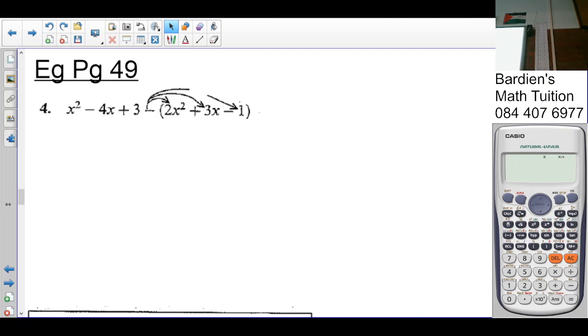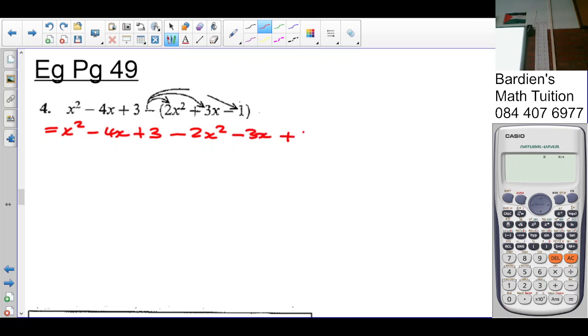Okay. Who's next? Number 4. As you saw, I've left the bracket there. So before we can do anything, we're going to get rid of the bracket by multiplying it out. Not so? Right, go for it, my girl. X squared, yes. You all agree with that?